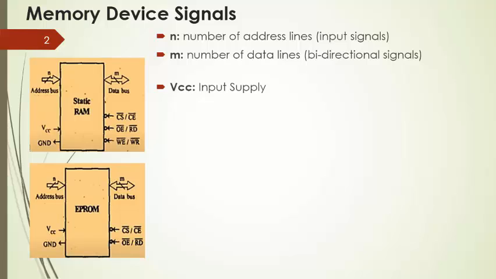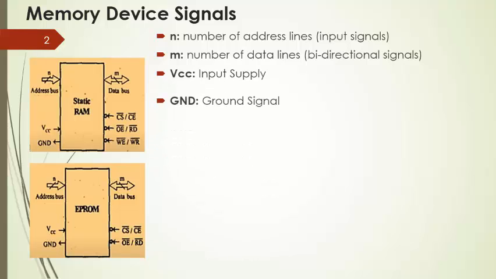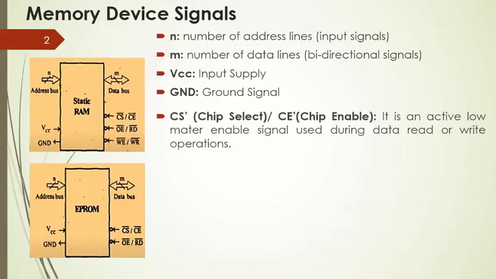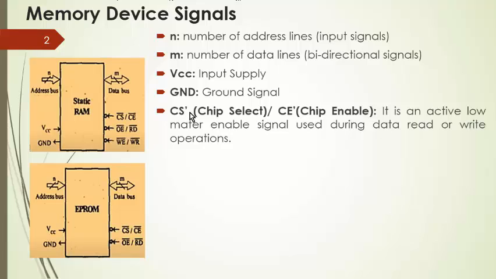VCC is the input supply or excitation voltage, then the ground signal, and the most important signal in these two ICs, that is CS bar, that is chip select, active low chip select, or sometimes you will find the name CE bar, that is chip enable, active low input signal. So it is an active low input signal used during data read or data write operation.